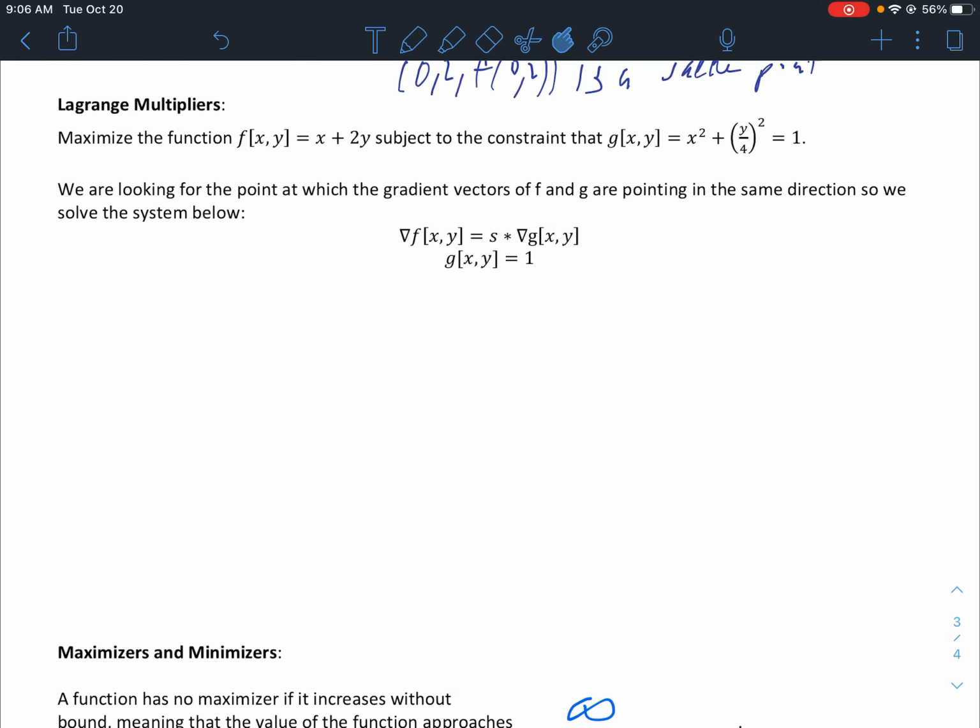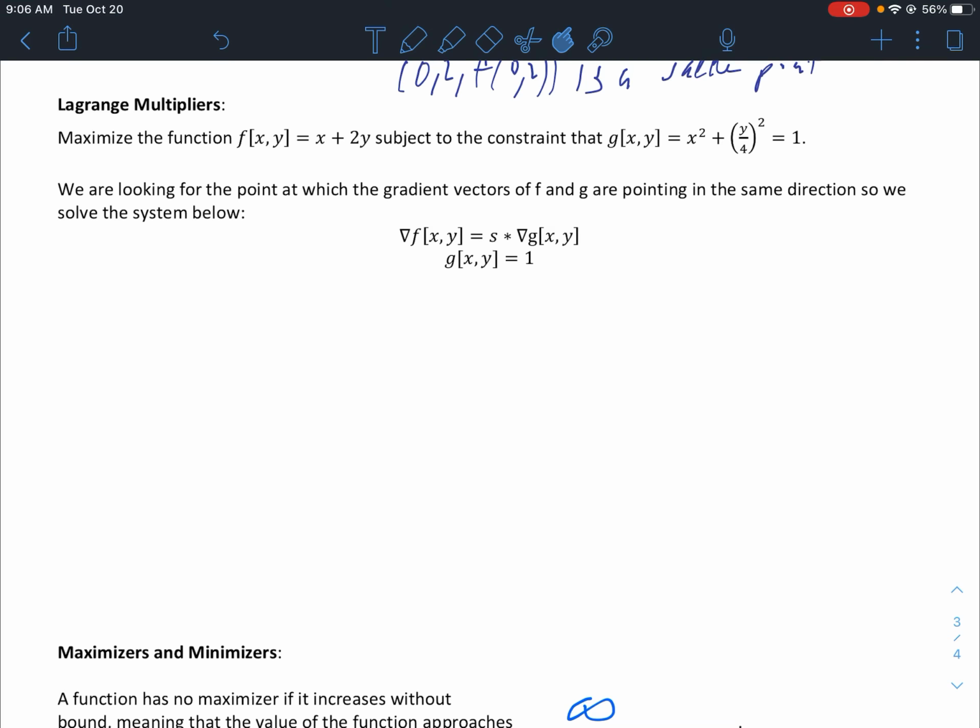We're trying to maximize the function subject to its constraint to that ellipse. With Lagrange multipliers, you're going to end up setting up a system of equations. For the first equation, you'll set the gradient of f equal to some multiplier, that's why it's called Lagrange multipliers, s times the gradient of g. And then you'll set the second function equal to its constraint. Basically we'll end up with a system of equations.